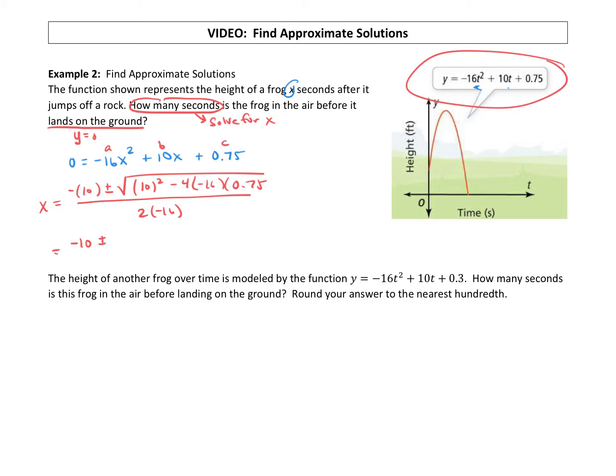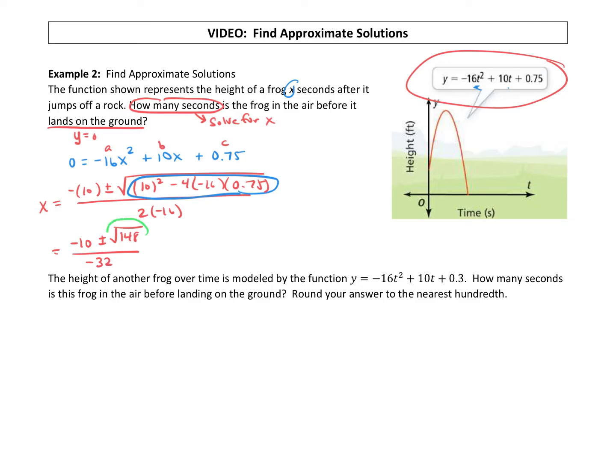So negative 10 plus or minus the square root of, now we're going to grab our calculators and type in this with all of those parentheses super accurately. Don't forget this little squared guy right here. When you do that, you get 148 all over negative 32 when we multiply that out.